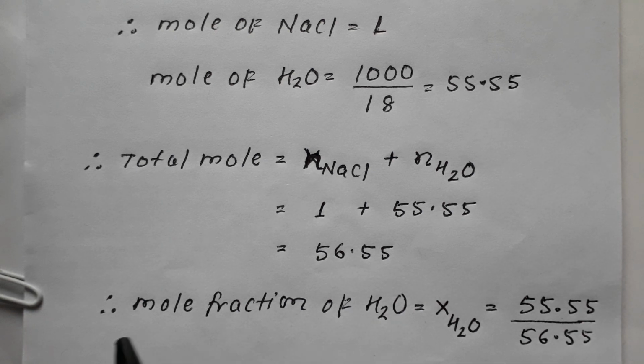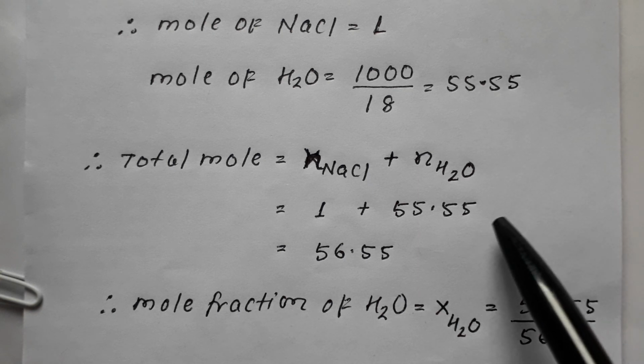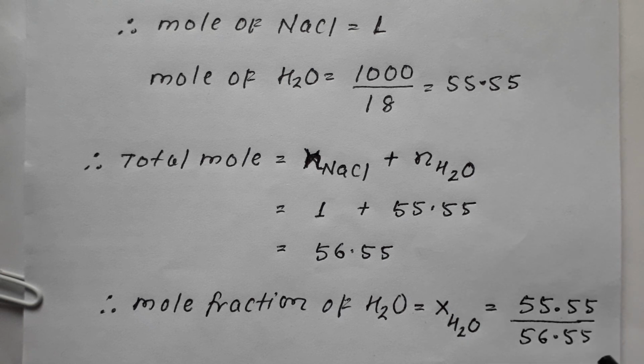Therefore, what would be the mole fraction of water? We have calculated the mole of water, the mole of NaCl, and the total mole. Now coming to the mole fraction. The mole fraction of water is mole of water upon total mole. The mole of water is 55.55 upon total mole 56.55, so it comes to be 0.98.